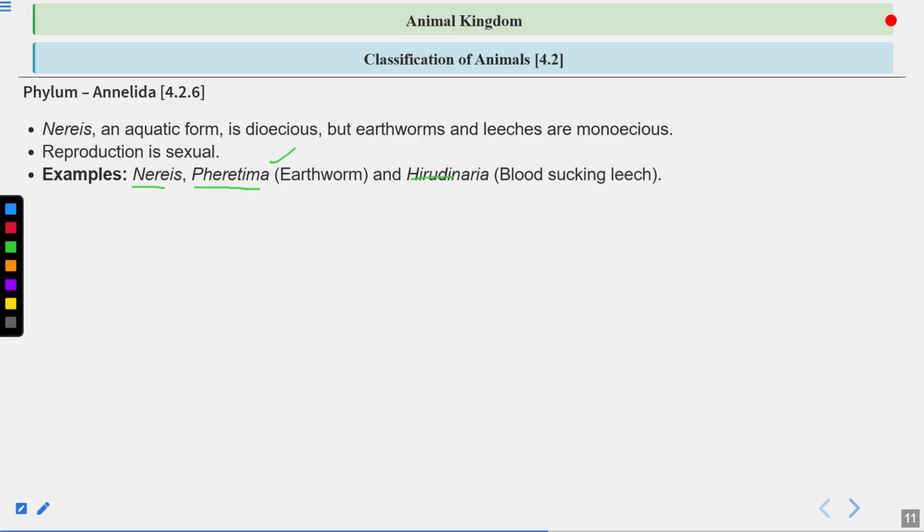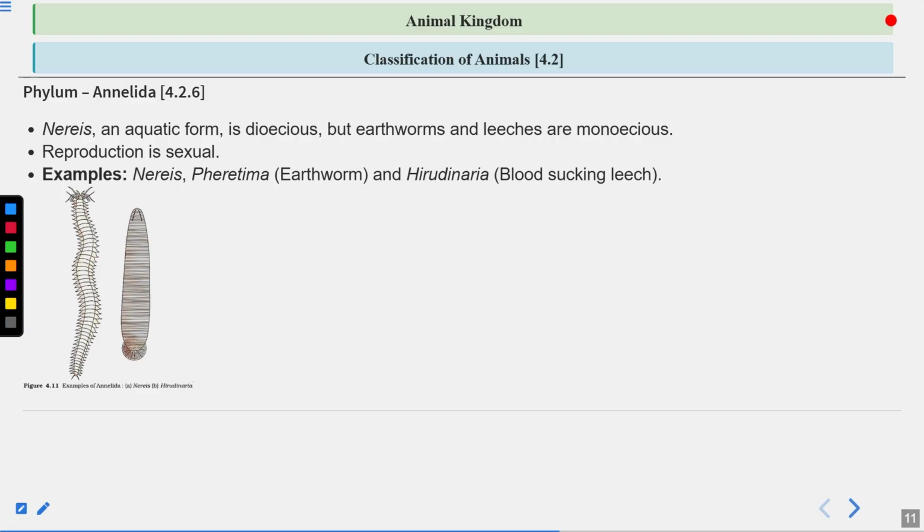So at that time, they can join together, and through their genital pore, a pore-like structure, the sperm from the one working as the male individual will be released into the female, right? So there is no self-copulation. Yes, there is no self-copulation, right? It is again cross-reproduction. Here you can see the examples of Nereis and Hirudinaria, right?